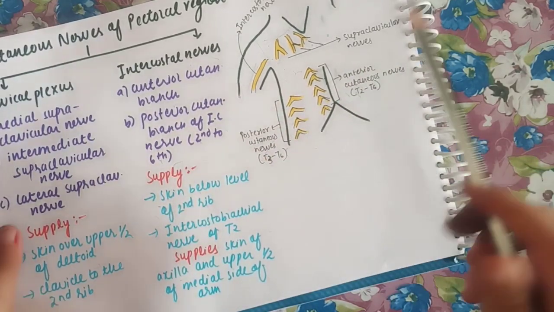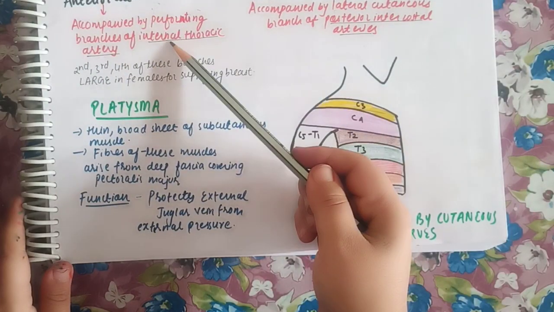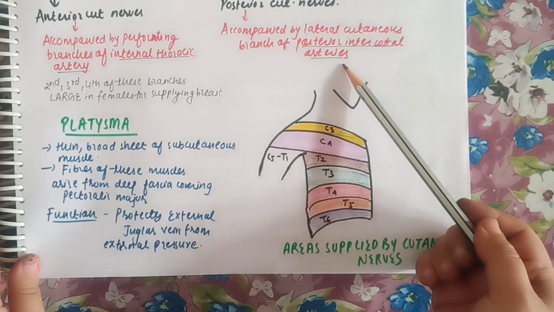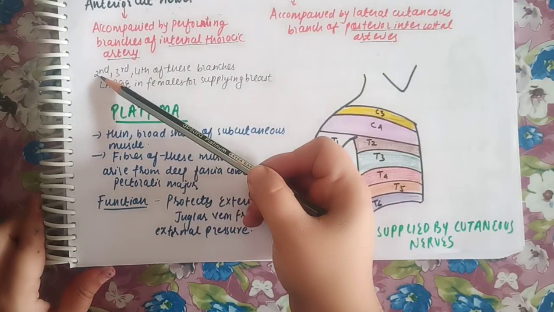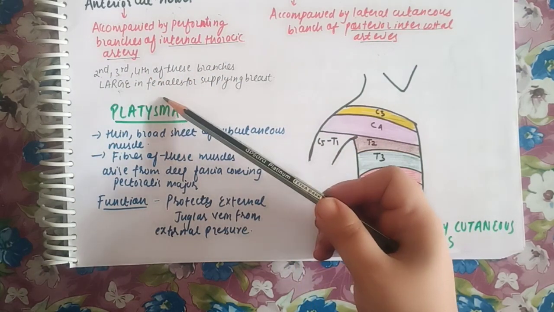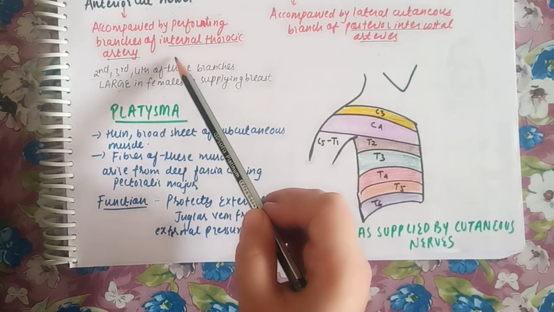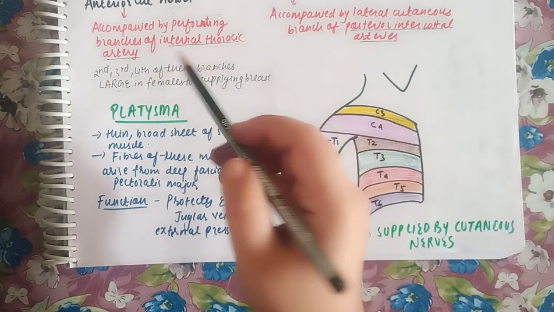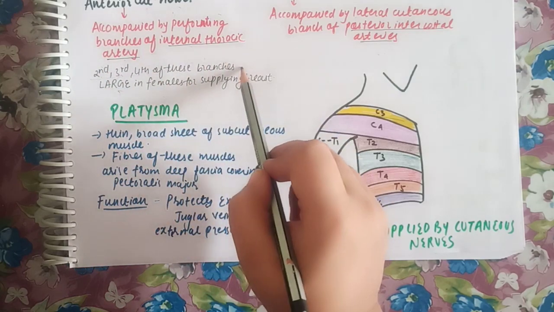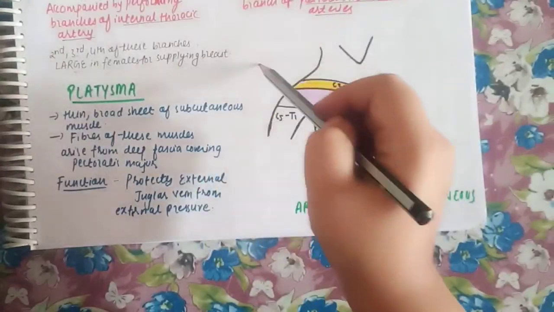Now these are accompanied by the arteries. The anterior cutaneous nerve is accompanied by the internal thoracic artery, and the posterior cutaneous nerve is accompanied by the posterior intercostal arteries. Now the second, third and fourth of these branches are large in females, as they have to supply the breast. As we know, the T2 to T6 is the range, right? So the second, third and fourth are larger here because they are supplying the breast. So this is all about the cutaneous vessels.